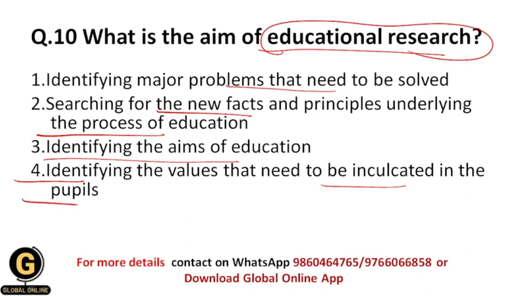That's why the aim of educational research is that we search for new facts and principles underlying the process of education. These things are really very necessary to deal with the educational field, and to develop the educational field in the world. That's why the correct answer for this is the second, that is searching for new facts and principles underlying the process of education.